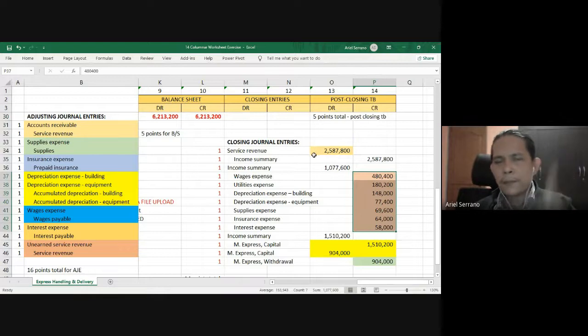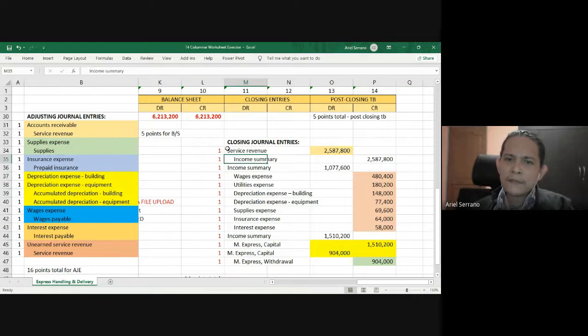Okay, if you prepare a T account, in our income summary, the service revenue is placed on the right side. The expenses are placed on the left side. So whatever will be the difference will represent your profit or loss. So basically, we are just combining the accounts in one T account, in a temporary account called the income summary account. So this is the credit side. This is the debit side.